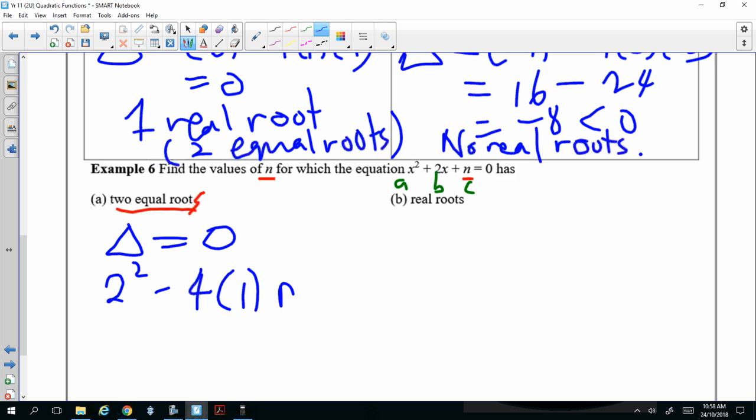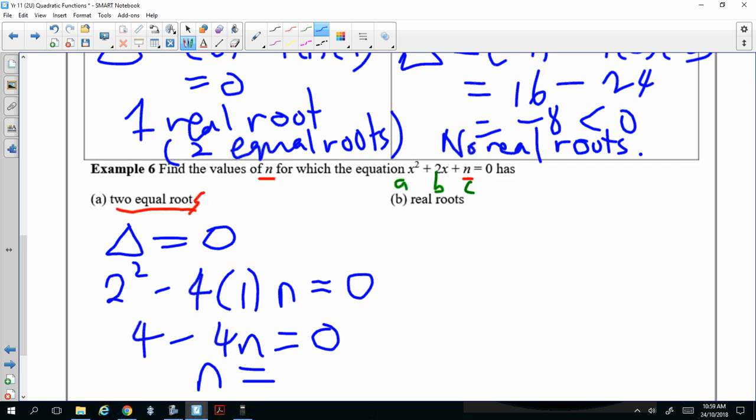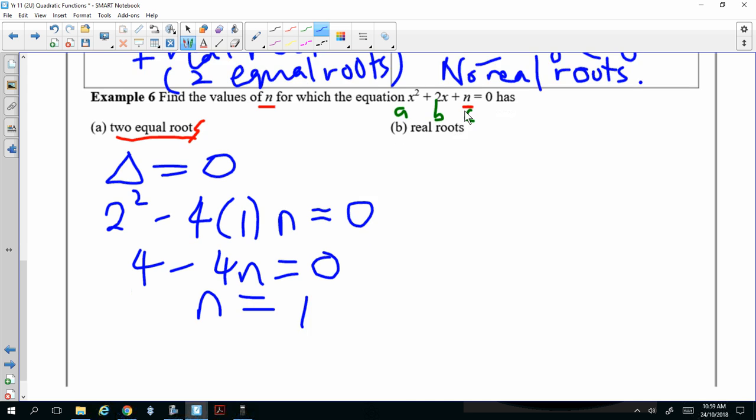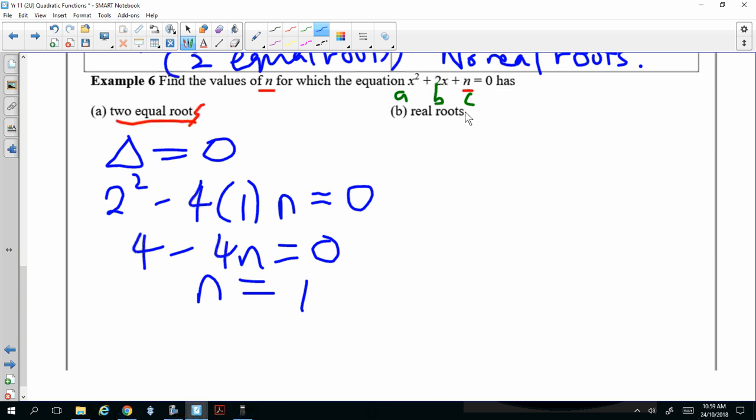So it's a very easy question. You just have to look at 2 equal roots, write down what the discriminant is, and solve the equation. And that one's easy to solve. 4 minus 4n is 0. That means n must be 1. So when n is 1, you have 2 equal roots. Now, can we actually check whether it works? You don't have to check it, but we can check it now. Let's put 1 in there.